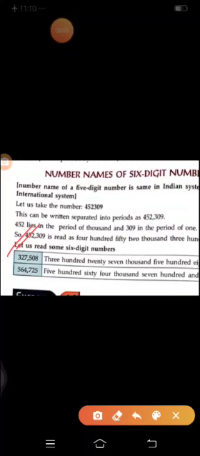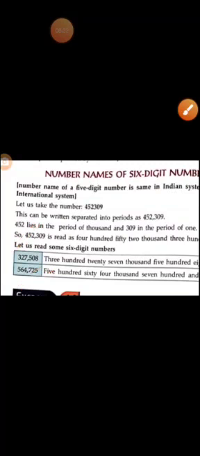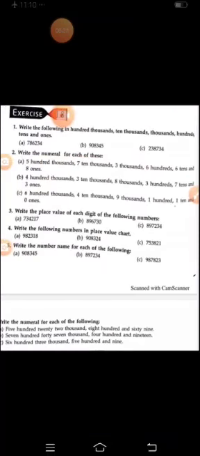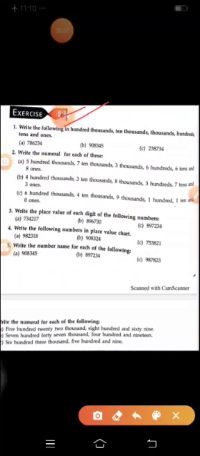Here we can see that there is a 327,508. Okay, similarly there is a 564,725. Okay, now it is exercise time. So we will solve our next exercise, that is 1.8.